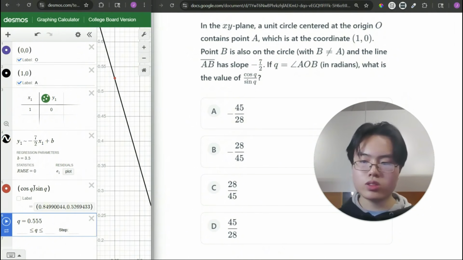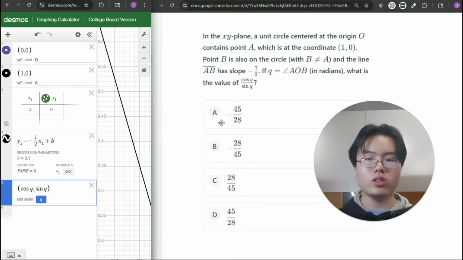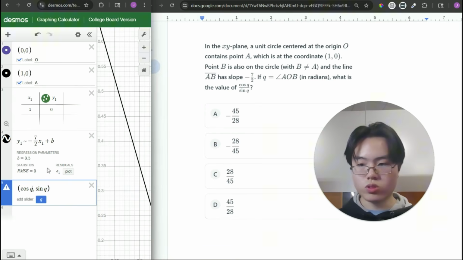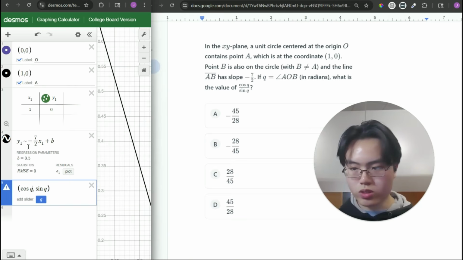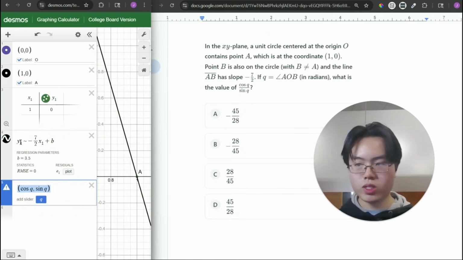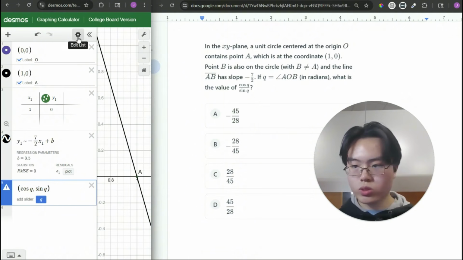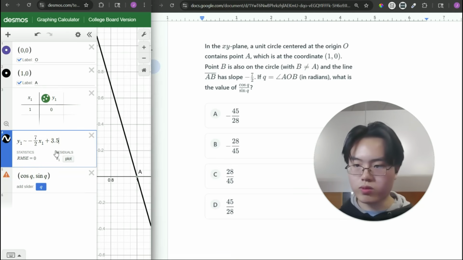But I want to show you how you could have Desmos automatically solve q for you, and this is a pretty common pattern you're going to have to deal with when you're working with unit circles. So it's important for you to understand this. We know that this point must be on this line. How can we get Desmos to find q for us? What I would do is, we know b is 3.5, so let's just type in 3.5 here.